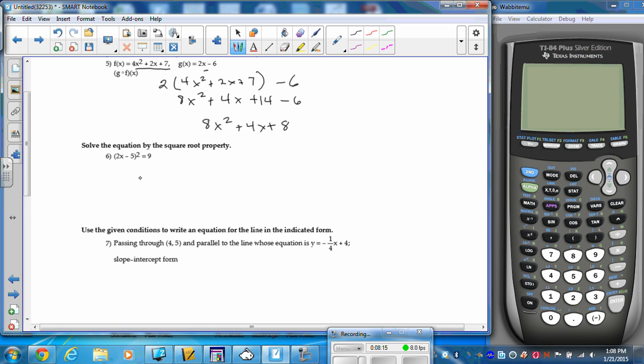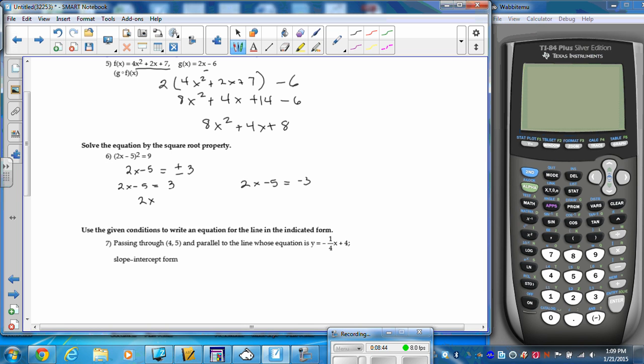We're going to solve number 6 using the square root property. So when we take the square root of both sides, you get 2x minus 5 equals plus or minus 3. I took the square root of both sides. And the most common mistake here is that people tend to forget to do plus and minus. So I am going to do 2x minus 5 equals 3, and 2x minus 5 equals negative 3. So I do have two answers.